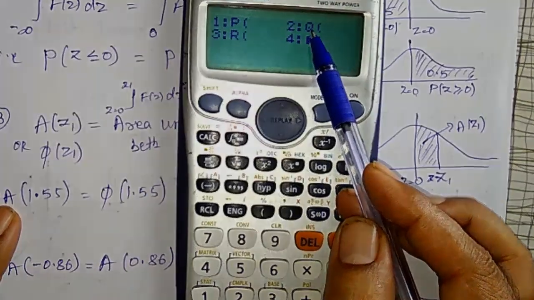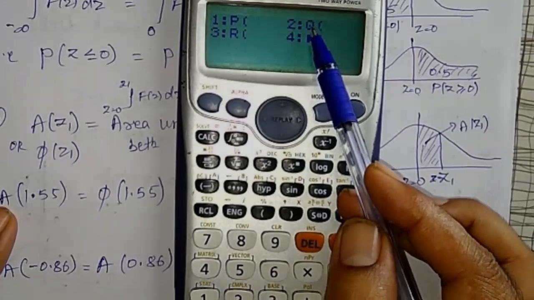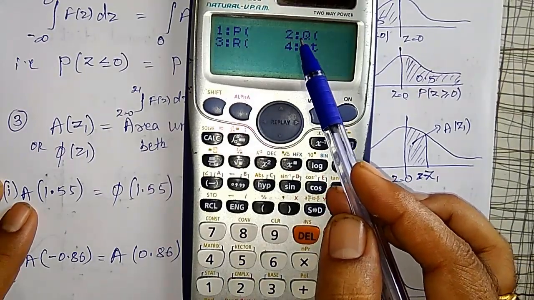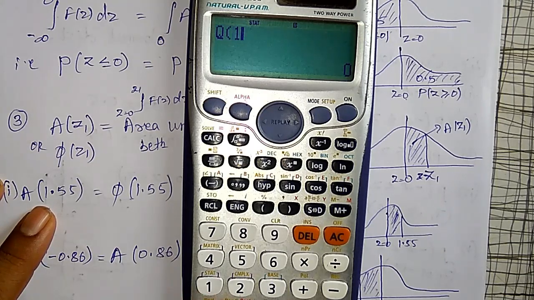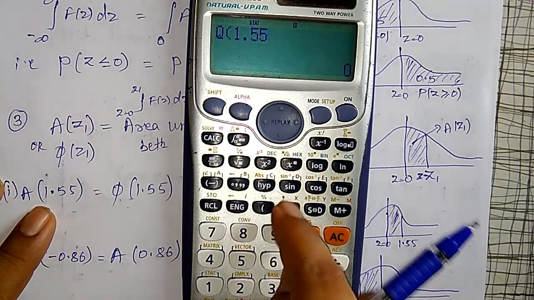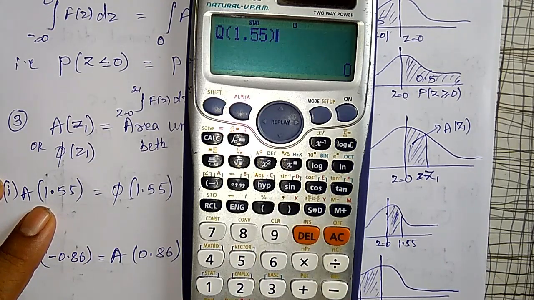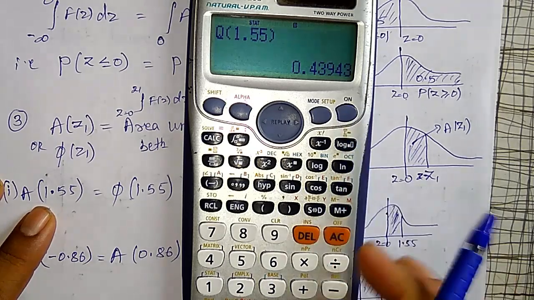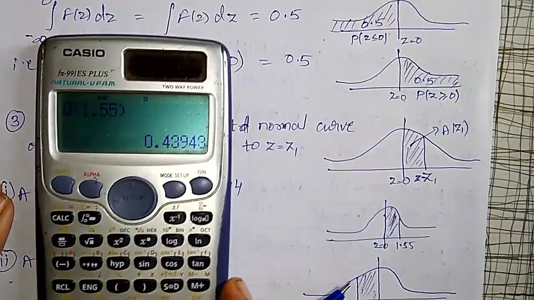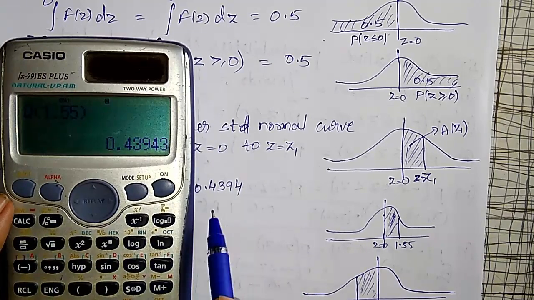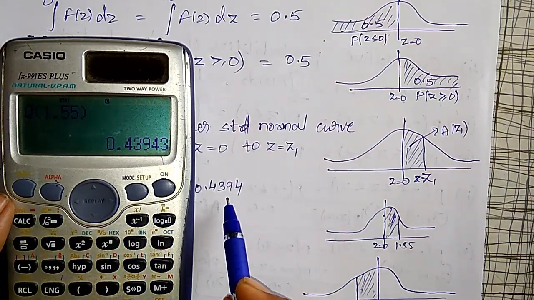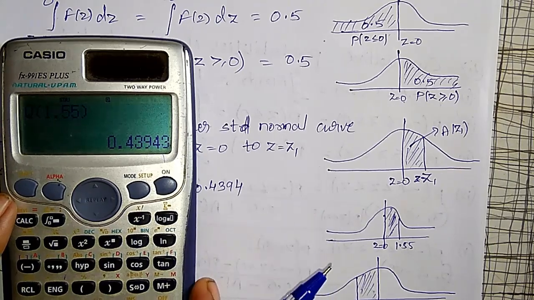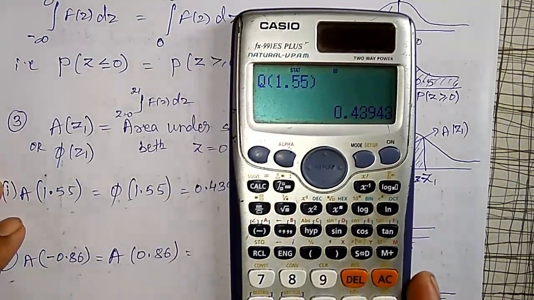For normal distribution, our required one is Q. Take the second option and put the value of 1.55. Close the bracket. You will get the same area that you have taken from the table also: 0.4394, approximately 0.4394. This is how to use the calculator to find the area.